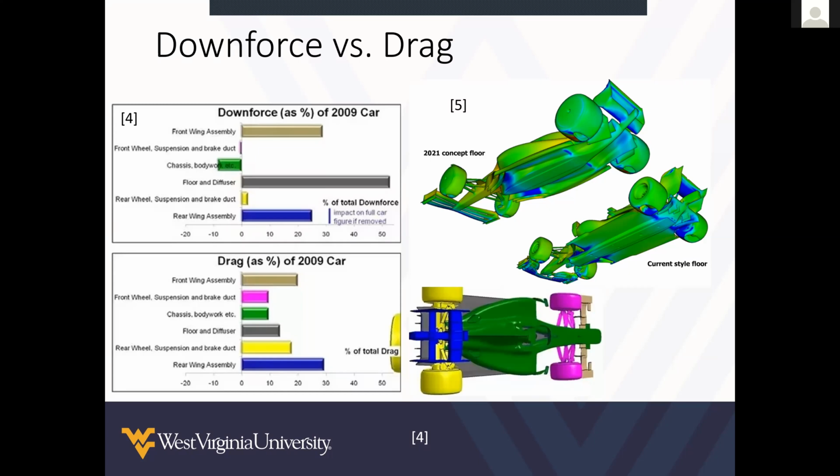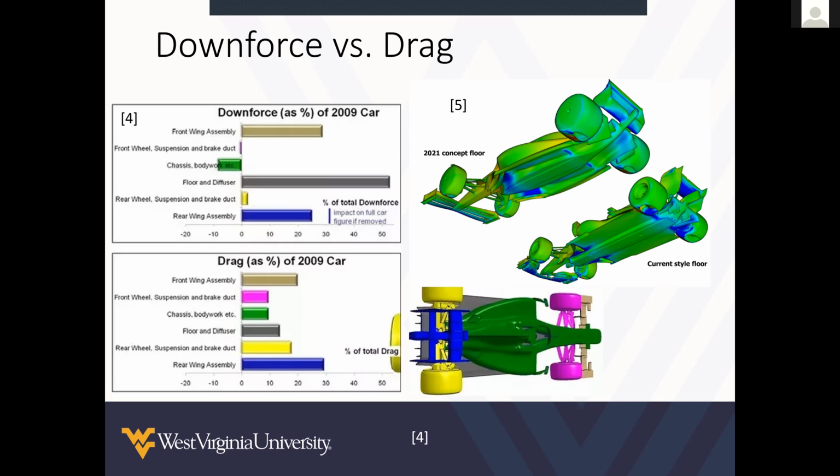the car fits in. So from a downforce standpoint, the underside of the car produces, for the 2009 cars, 50% of the downforce. So when I would look at the car, I would think the wings are producing the most downforce, but it's really the underside design of the cars.